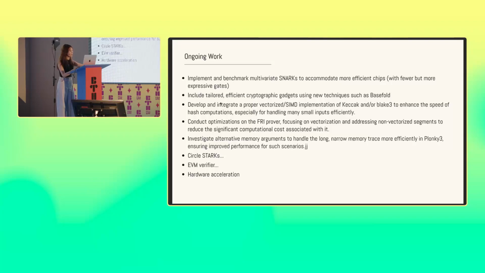Ongoing work. This is more on the proving system side. We are working on multivariate prover SNARKs, and we're integrating with Basefold, and we are doing some optimizations on the FRI prover. We're thinking about using Circle SNARKs, we're adding an EVM verifier. We're working with a few companies on hardware acceleration. So this is what we're working on right now to further optimize the proving system side.